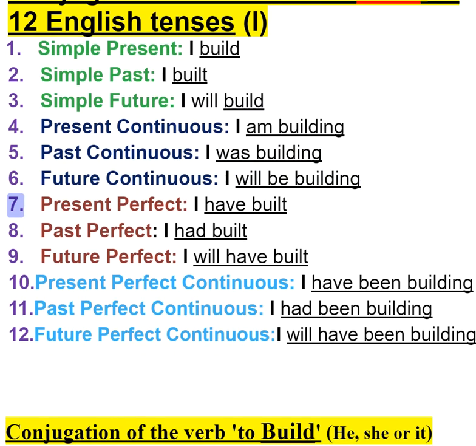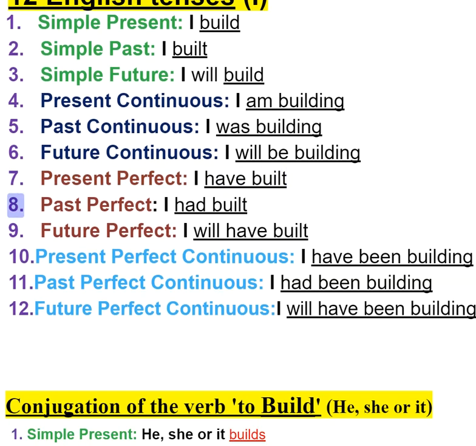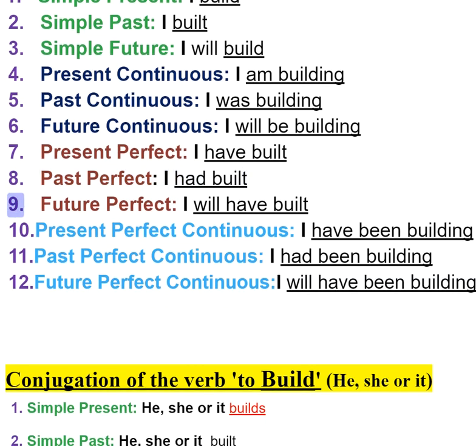7. Present perfect, I have built. 8. Past perfect, I had built. 9. Future perfect, I will have built.